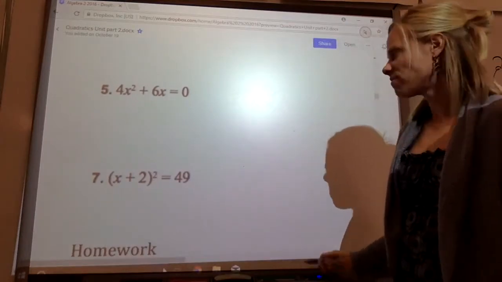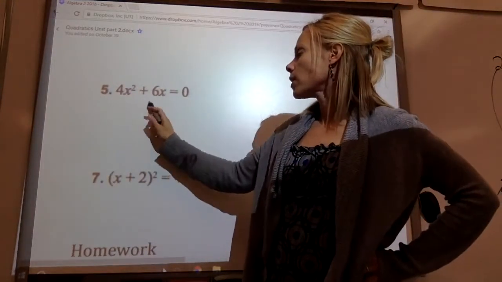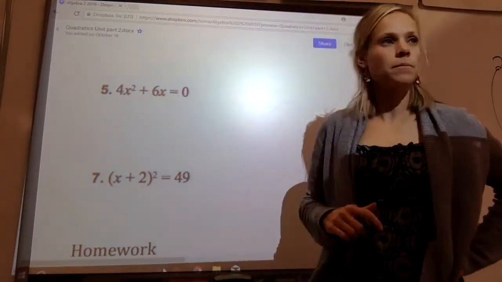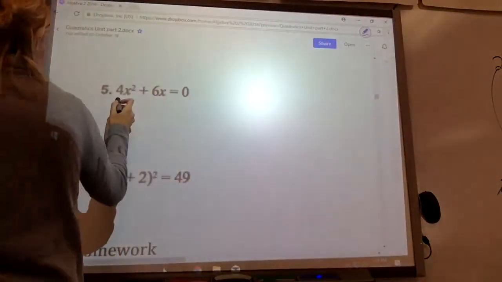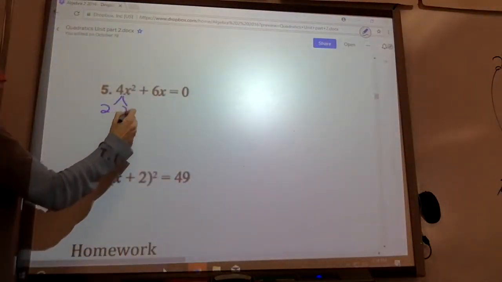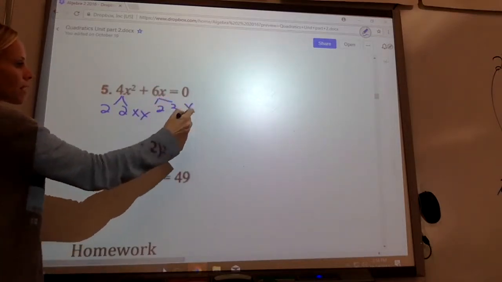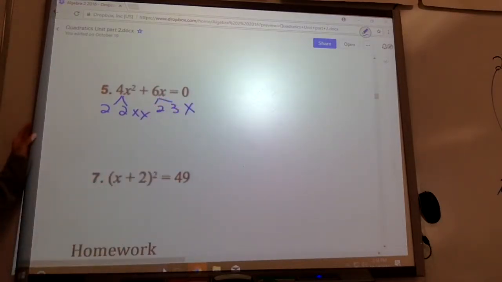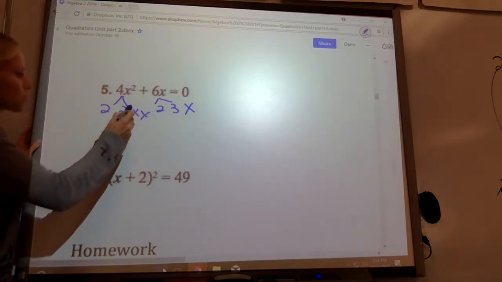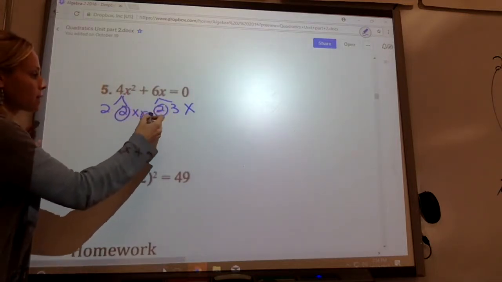All right, I'll get there. Okay, so look at here. What can I factor out of both terms? 4 is 2 times 2 and 2 x's. 6 is 2 times 3 and an x. So what can I circle in both? 2 and an x. Good.